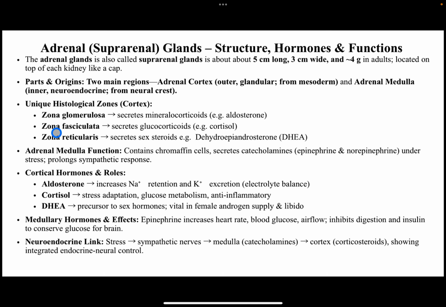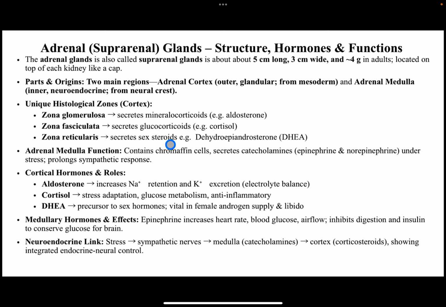So the innermost, next to the medulla, the zona reticularis, secretes the sex steroids, the dehydroepiandrosterone. The zona fasciculata secretes the glucocorticoids, for example cortisol. And then the zona glomerulosa secretes mineralocorticoids, for example aldosterone. So if you are asked the hormones produced by the zona glomerulosa, mineralocorticoids is the correct answer, and aldosterone is also correct. It's the same thing. The zona fasciculata secretes the glucocorticoids or cortisol. Take note of it.